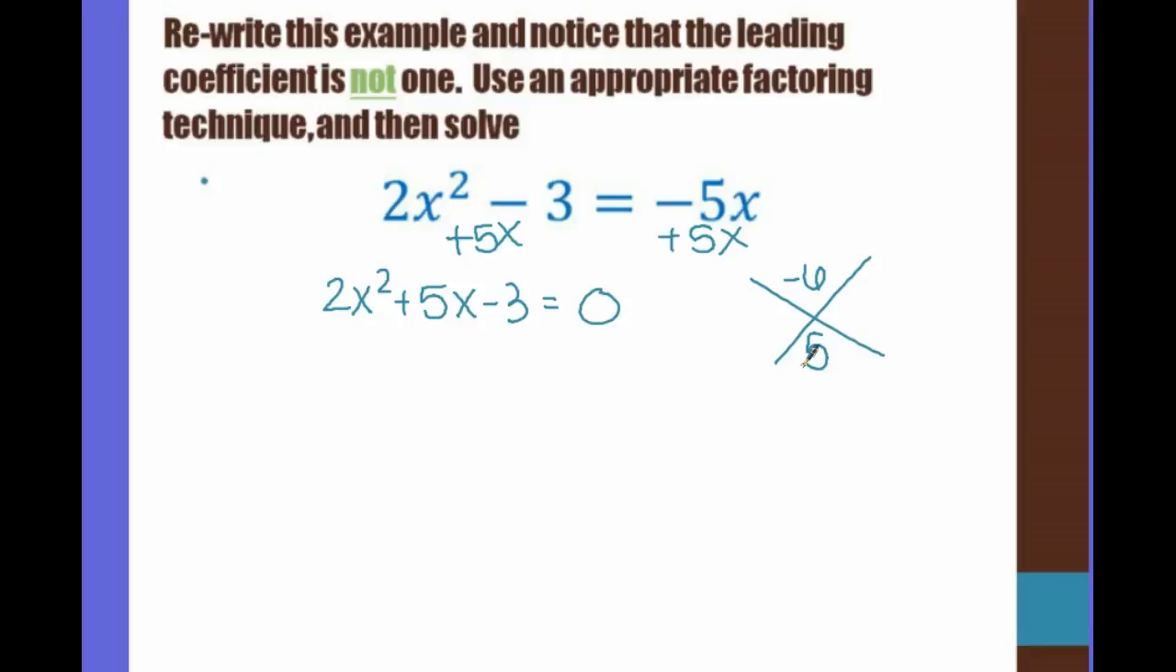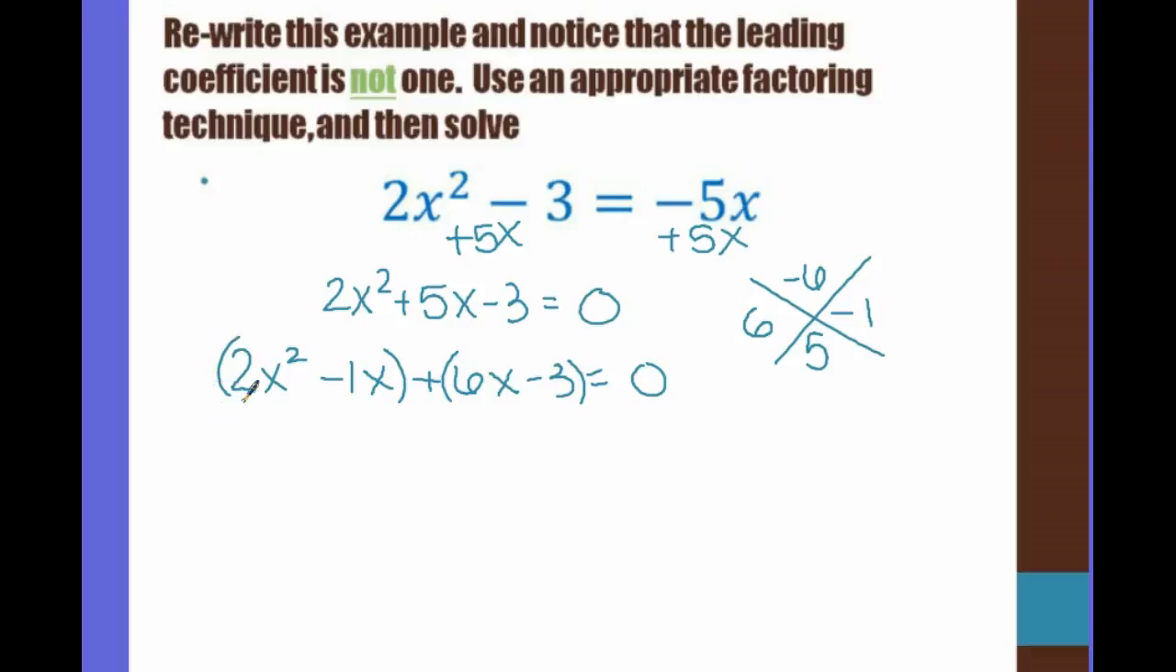Oh, okay. So since this is positive 5, I'm going to pick a positive 6 and a negative 1, because 6 minus 1 gives me 5, and 6 times negative 1 gives negative 6. Remember, you always want to write the negative factor first. So I want to write negative 1x plus 6x minus 3 equals 0.